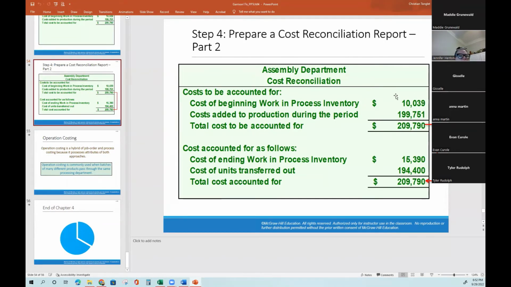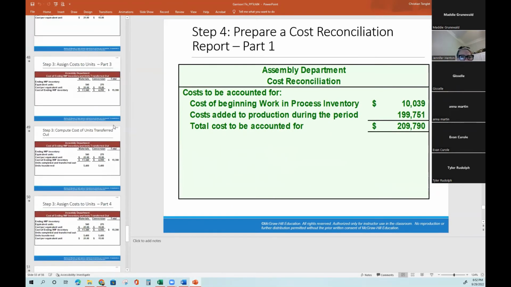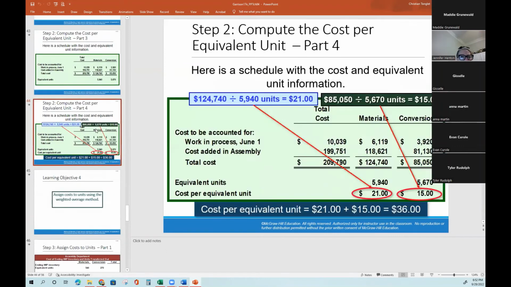All we're doing is saying, okay, this is how much total cost they gave us in the beginning of the problem. Now I want to check whether I calculated everything out correctly. It was 21, and then 15 per unit. We had to calculate this out based on the information they gave us. We calculated equivalent units, they gave us these costs, and we figured out it was 21 and 15.